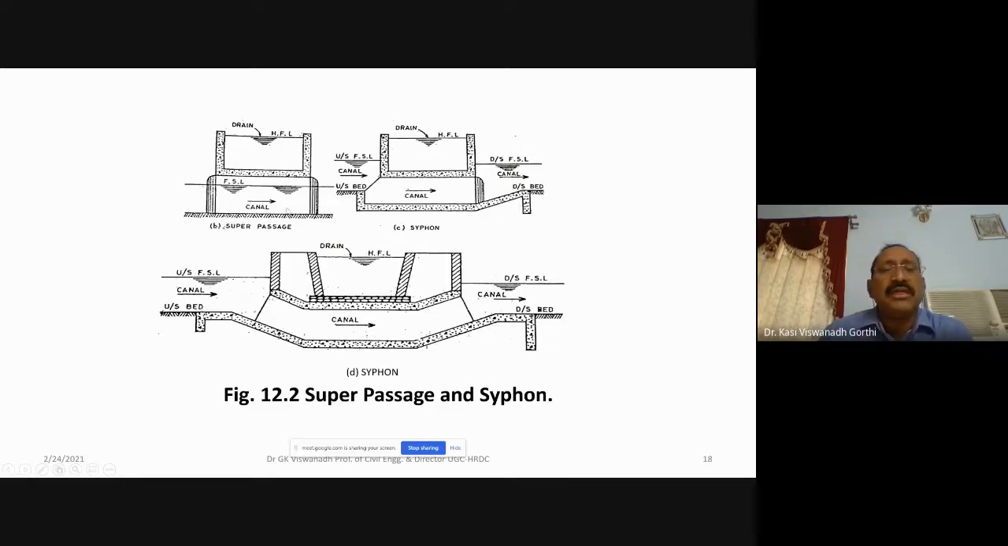You can see here a super passage, where the full supply level of the canal is much below the bed level of the drain. But in the other case, canal siphon, you may see here the upstream and downstream full supply levels of the canal are here, whereas the bed level of the drain is below this full supply level, and hence the water is siphoned beneath the drain and flows under pressure to the downstream portion.